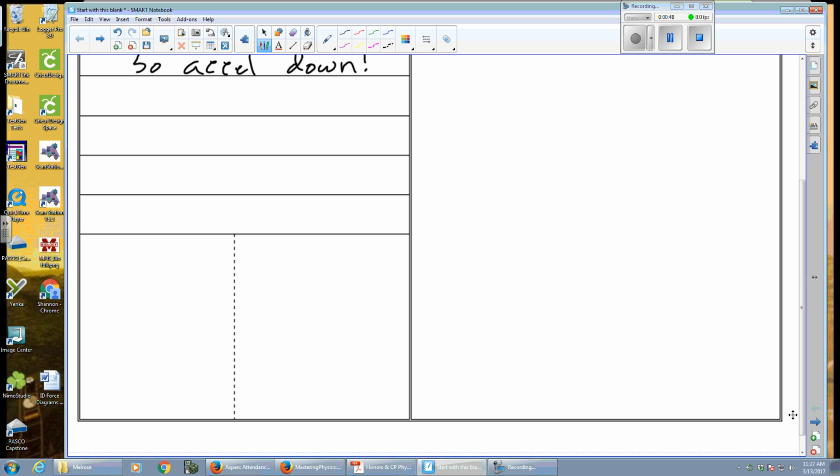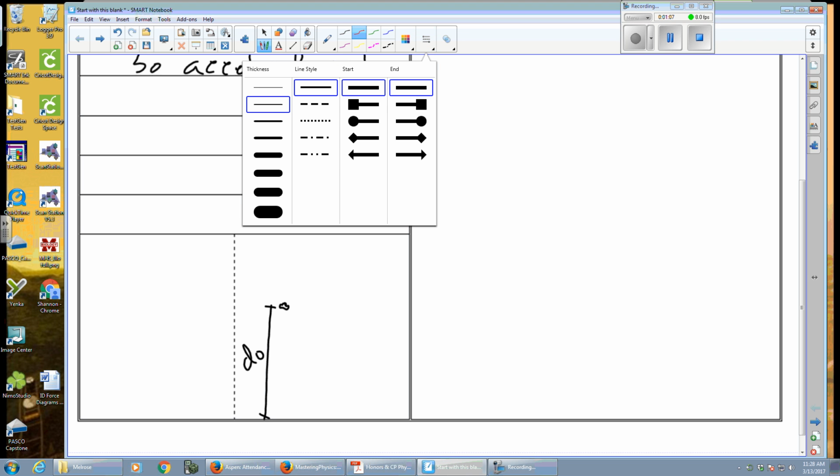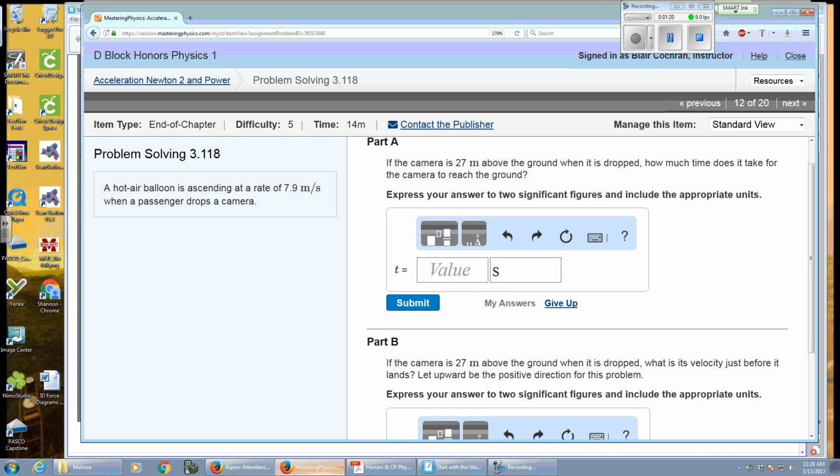I like to draw myself a little picture here, because here's where the camera gets dropped, and that's some distance above the ground. What does the camera do? What does the path of it look like? Which way is it moving? Well, the camera was traveling with the person in the hot air balloon. What's the hot air balloon doing? Going up. Ascending, which means up.